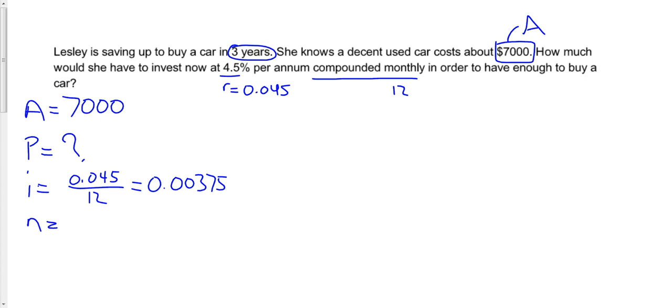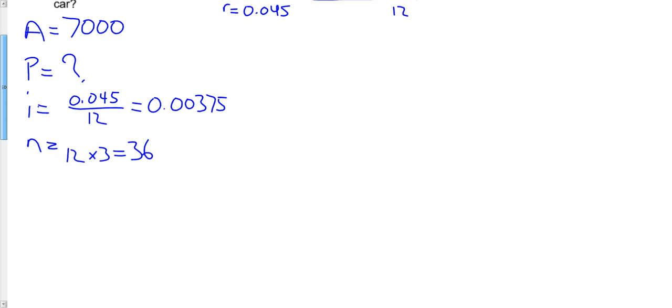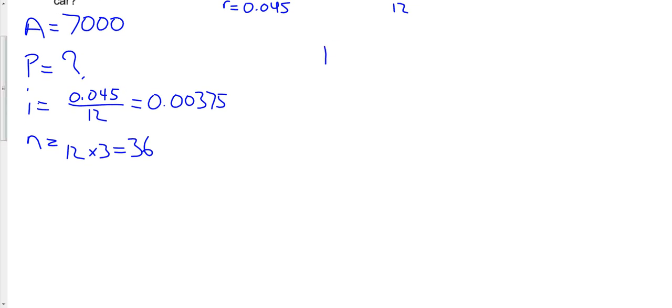The N value is the total number of compounding periods over the life of the investment. There are 12 compounding periods per year, and the investment is going to be in there for 3 years. So 12 times 3 gives a total of 36 compounding periods. Because we're trying to find the present value, we need to use the present value formula: P equals A times (1 plus I) to the exponent negative n. It's very important that we use the exponent negative n for this.